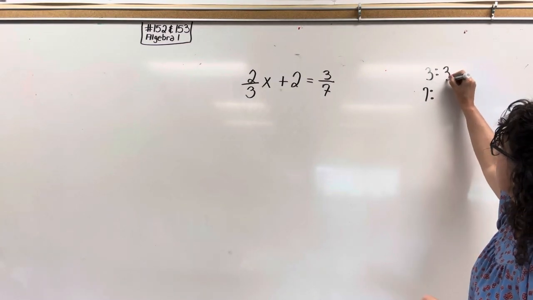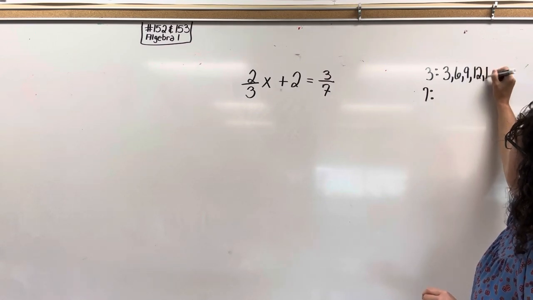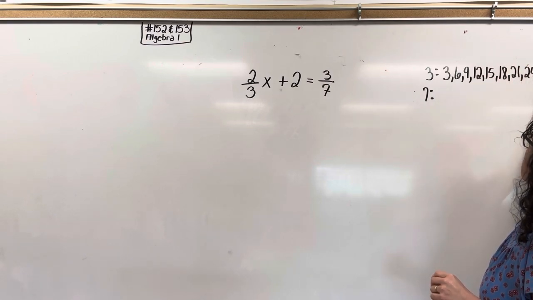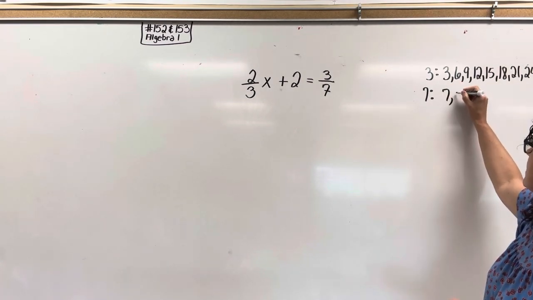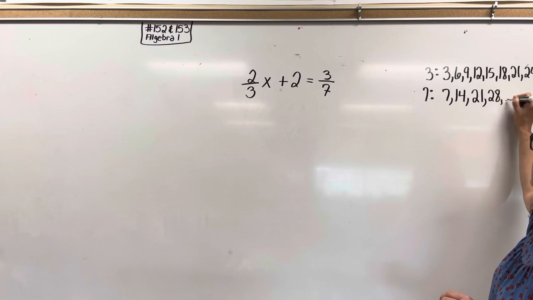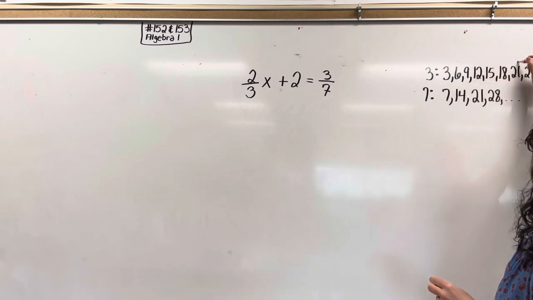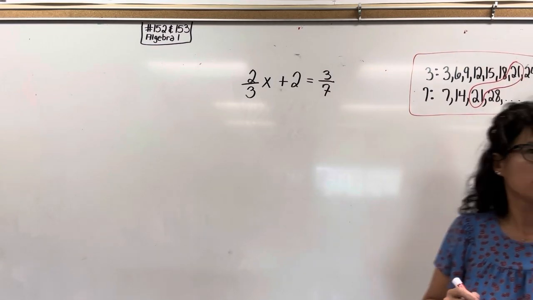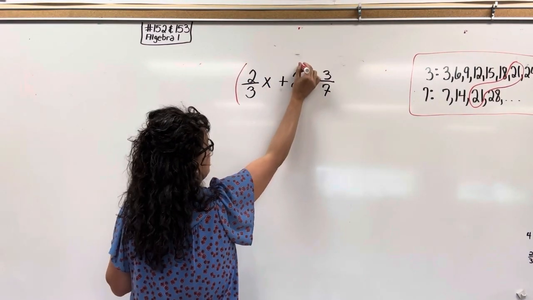So 3 times 1 is 3. 3 times 2 is 6. 3 times 3 is 9. Okay, I'm going to keep counting here. 12, 15, 18, 21, 24, 27, and so on. Okay, for 7. 7 times 1 is 7, 7 times 2 is 14, 7 times 3 is 21, 7 times 4 is 28, and so on. So the number that we want to use, these both have 21. I'm going to multiply both sides by the number 21.